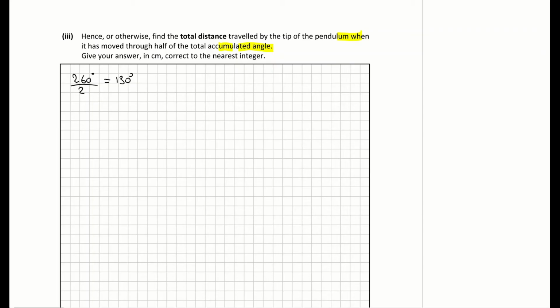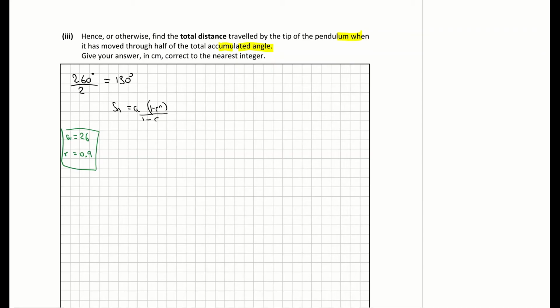Now what I'm going to do is go back to the sum of all my angles formula. Sn is equal to A times 1 minus R to the power of n, all over 1 minus R. So I'm coming back to this formula here. And what I want to do is find the value of n, the amount of swings it takes to get to that accumulated total of 130 degrees. So I'm going to sub in my A, my R, and my n. My A is going to be my first angle, which was 26. My R then is going to be 0.9. That's consistent throughout this whole question.